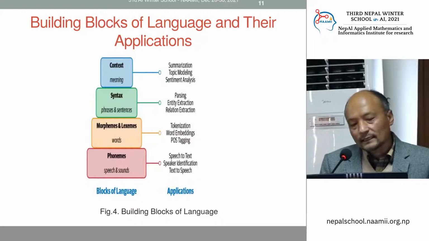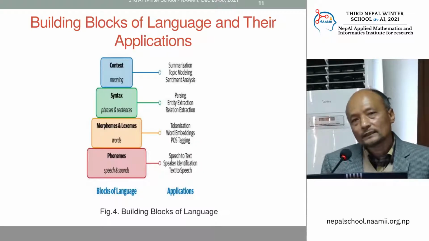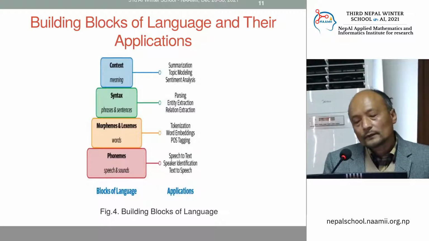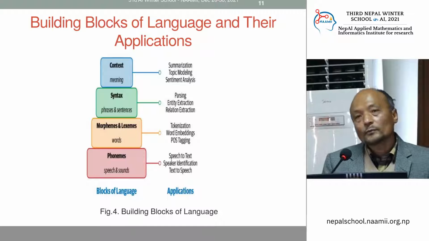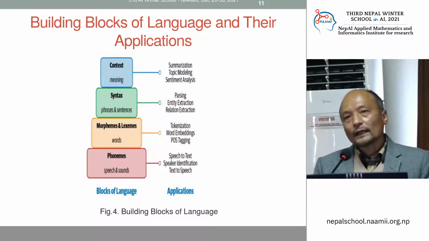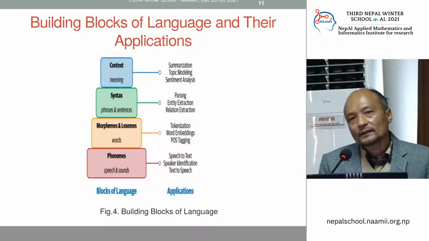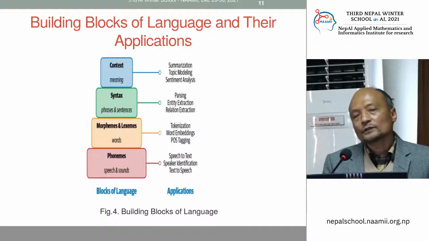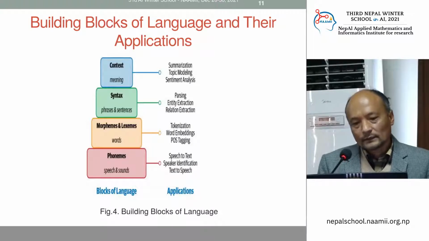So we have phrases and sentences at the syntax level, and the application would be parsing, right? We are familiar with parsing. The output would be in the form of a parse tree, and a parse tree has a very crucial role in representing grammatical sentences and determining whether the sentence is grammatically correct or not.